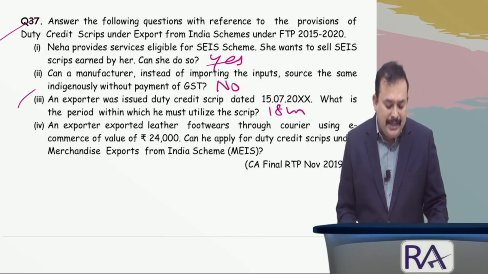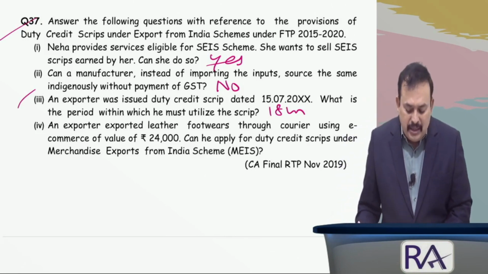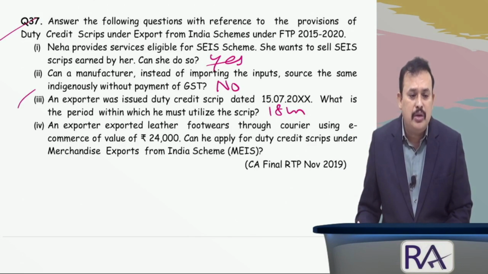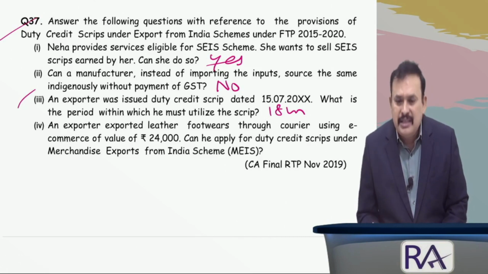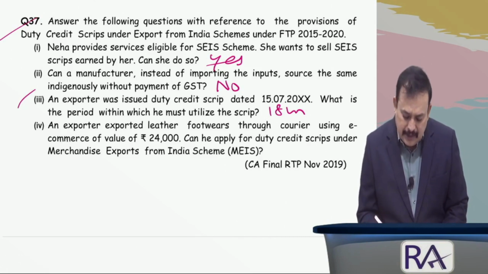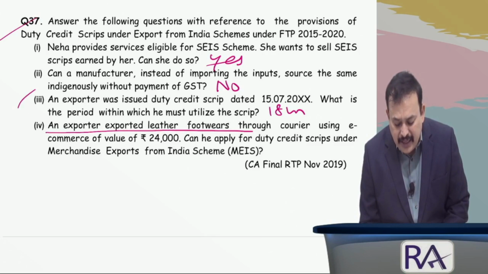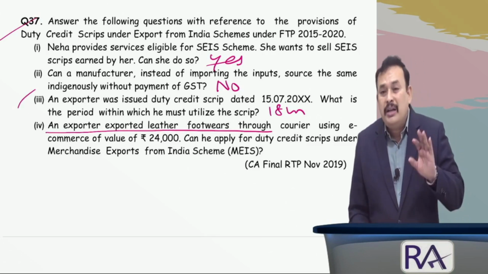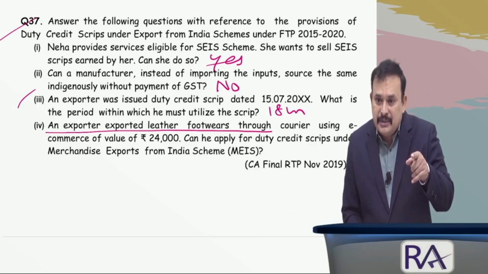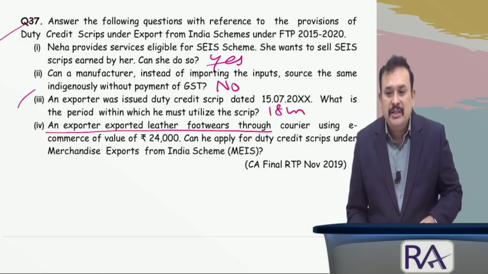Further, an exporter exported leather footwear through courier using e-commerce, valued at 24,000 rupees. Can he apply for a duty credit scrip under the Merchandise Exports from India scheme? Why not? Yes or no? Through courier, footwear. See here, what is this? Leather footwear. An exporter exported leather footwear through courier. What is exportable is referred to in the list given. Can you refer to the list please?